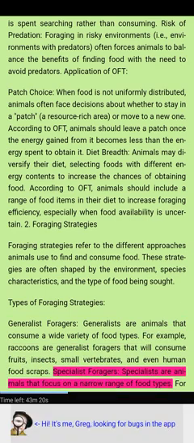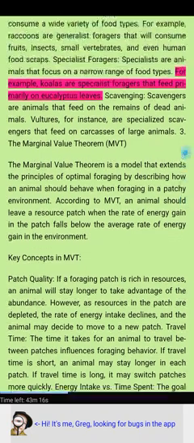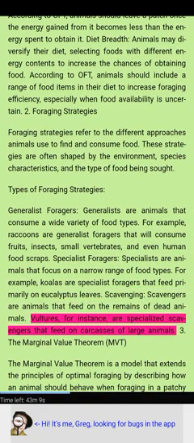Specialist foragers. Specialists are animals that focus on a narrow range of food types. For example, koalas are specialist foragers that feed primarily on eucalyptus leaves. Scavenging. Scavengers are animals that feed on the remains of dead animals. Vultures, for instance, are specialized scavengers that feed on carcasses of large animals.